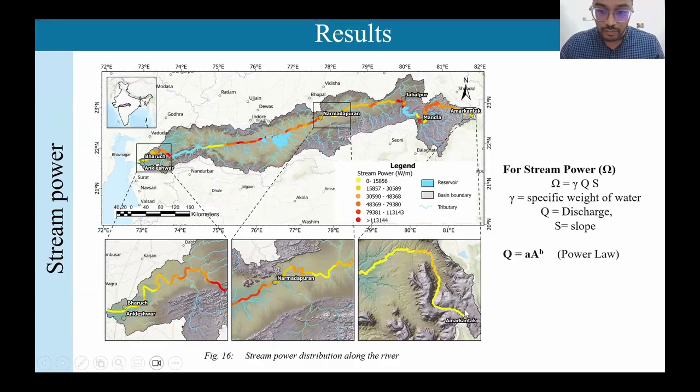Earlier, upstream, the stream power is not that much, but as it goes downwards, the stream power increases. And you can see the stream power formula. I have used the power law to quantify the stream power all along the river.